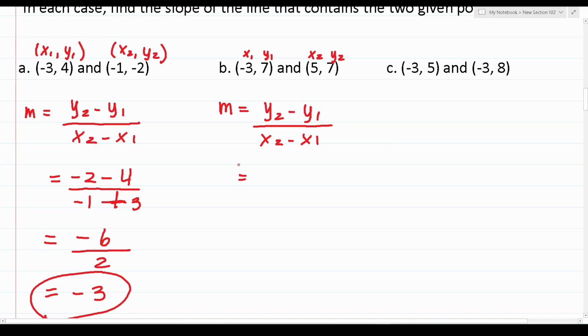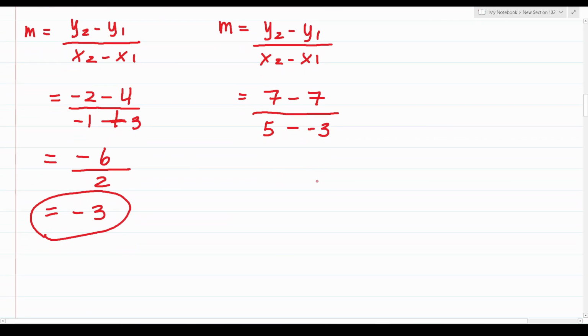All right, let's go ahead and do that. We can see that in this case, y2 is 7, so this becomes 7 minus y1, which is 7, over x2, which is 5, minus x1, which is negative 3. All right, let's work this out now. 7 minus 7 is 0.